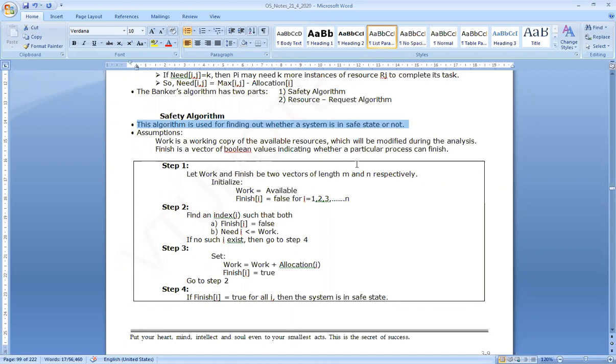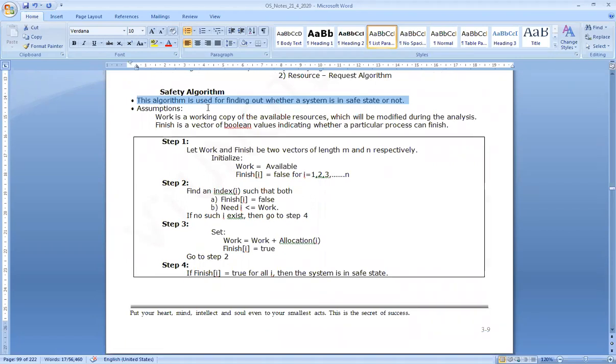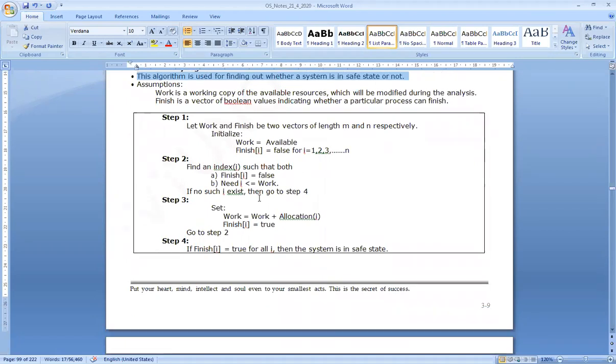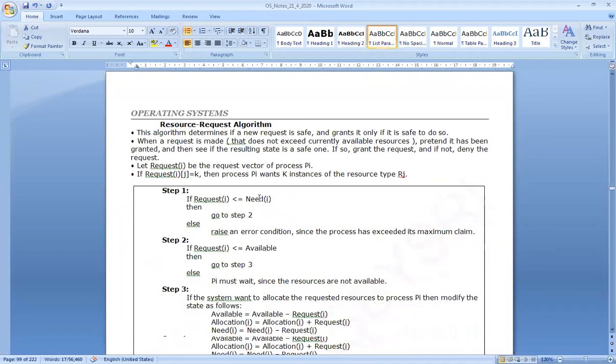If all the processes are executed successfully, then it is called the safe state, or a safe sequence. All are one and the same, and that is explained by this algorithm. A step by step explanation is given: step 1, step 2, step 3, step 4. When we solve the problem, you'll understand what a safe sequence and the safety algorithm are. This is just for your reference.